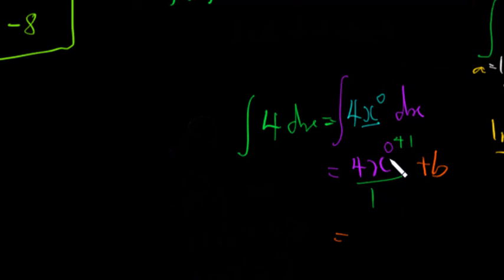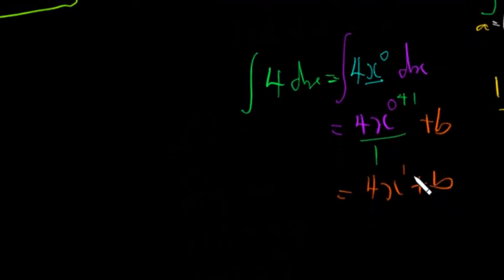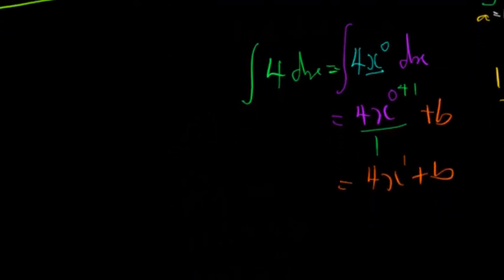So 4x raised to the power 0 plus 1 is 4x, because 0 plus 1 is 1. So I'm going to have 4x raised to the power 1, plus b here. And 4x to the power 1 is 4x. So I'm going to have 4x plus b. That is the reason why when you integrate 4, you get 4x, and you add the constant of integration.